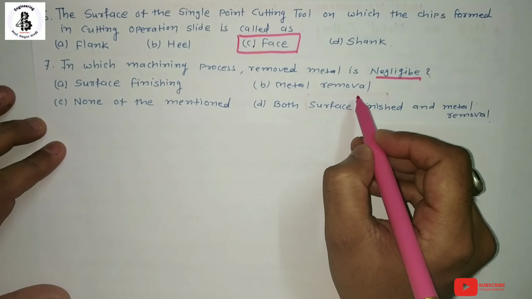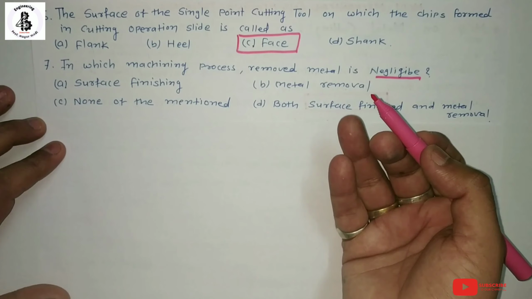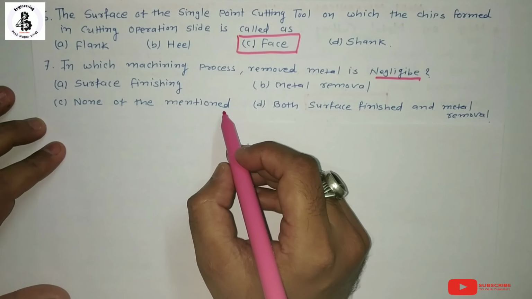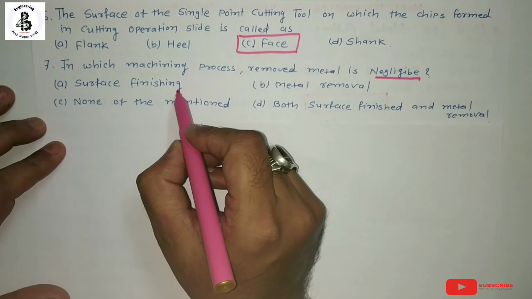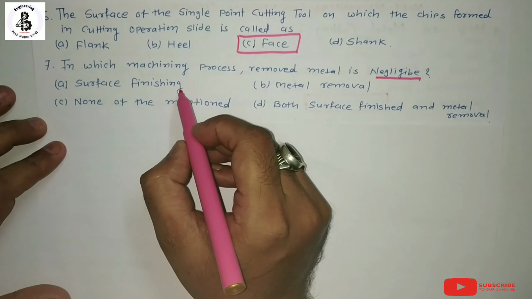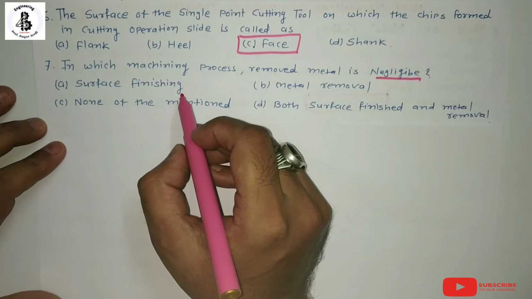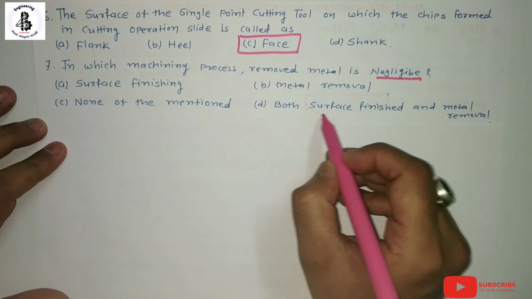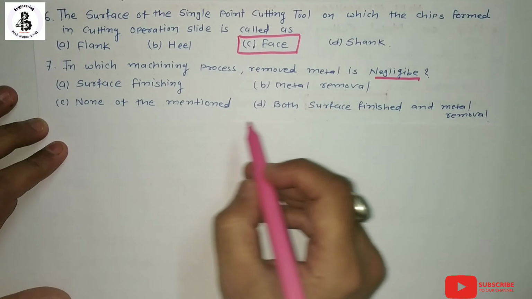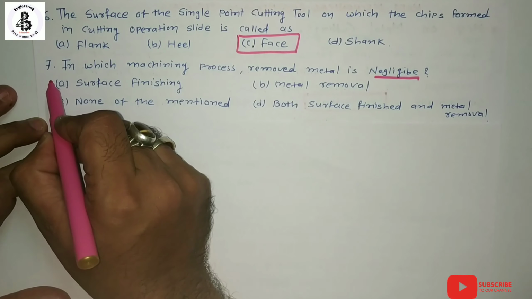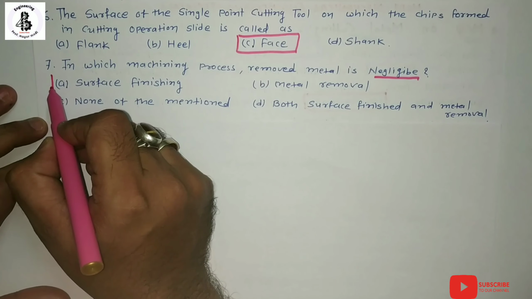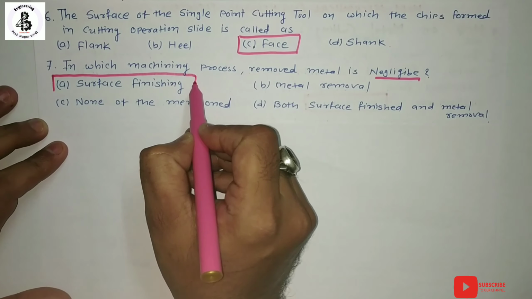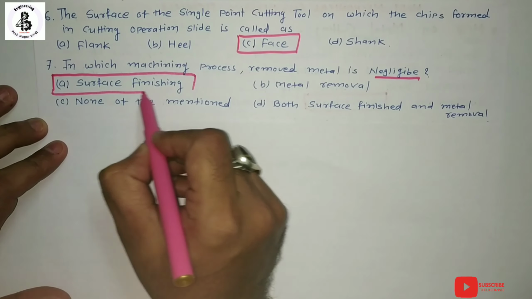Second, metal removal process is considered with metal removal rate, so that will not be possible. None of the above is also not possible, because in surface finishing operations only a little metal removal takes place, which is the possibility for negligible. And the last one, both surface finish and metal removal. So the only one is option A, the surface finishing operation, where the metal removal is negligible.